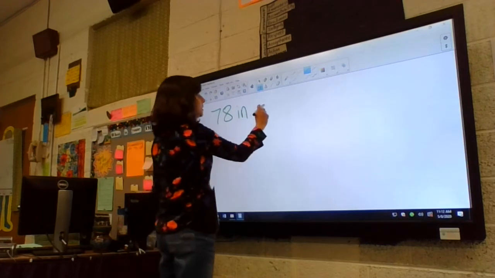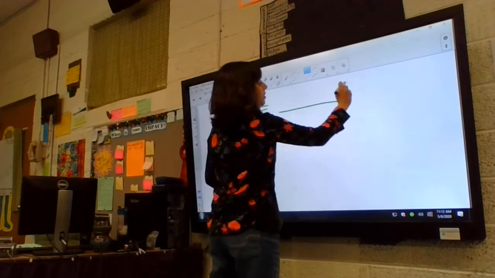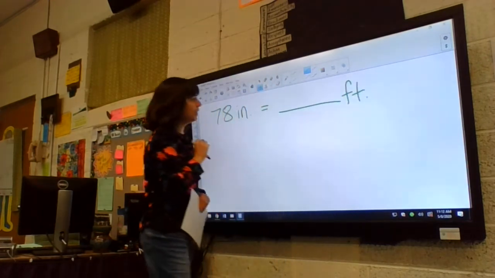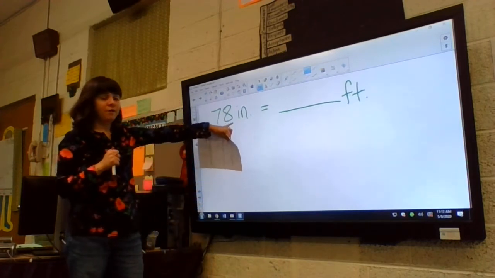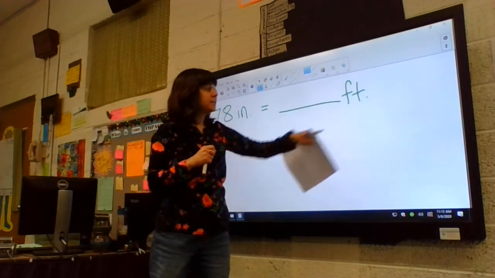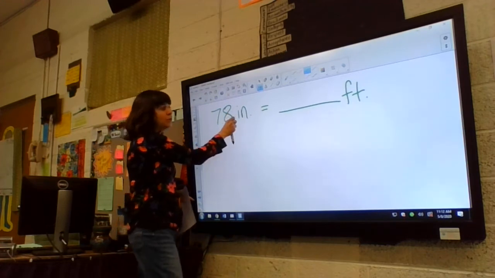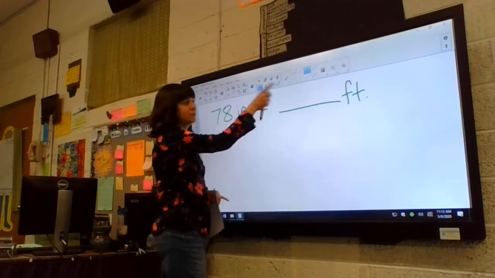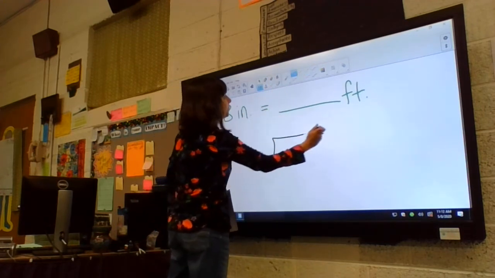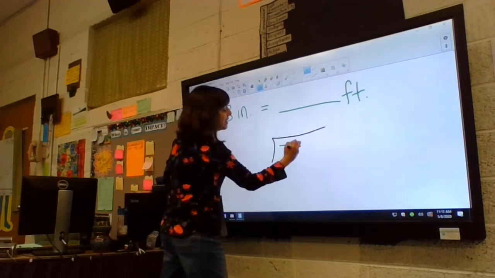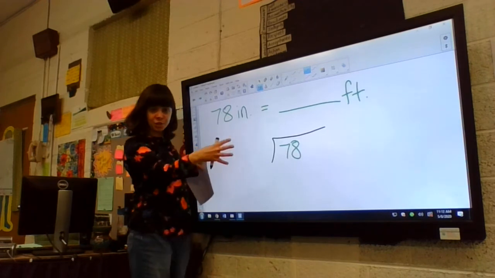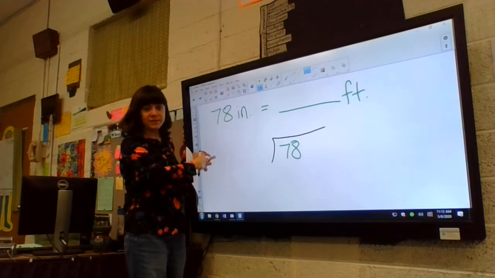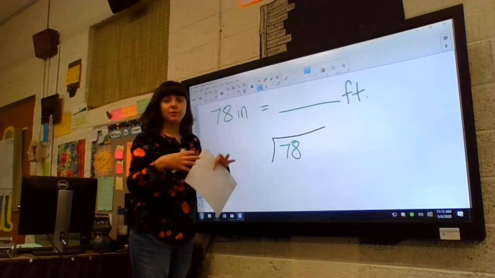So we know the inches, we want to convert that to feet. Okay, I know that there are 12 inches in every foot. I am converting from a smaller unit to a larger unit. So you can remember that saying, small to big, divide the pig. Okay, I can also think of it as if I had 78 inches, every group of 12 is a foot. So I'm just grouping those by 12s.